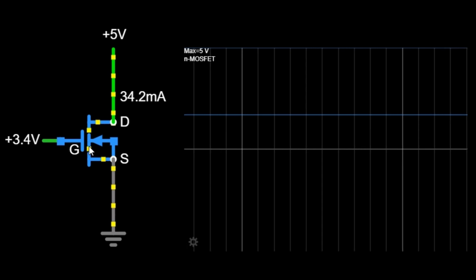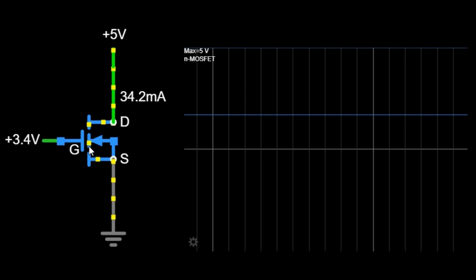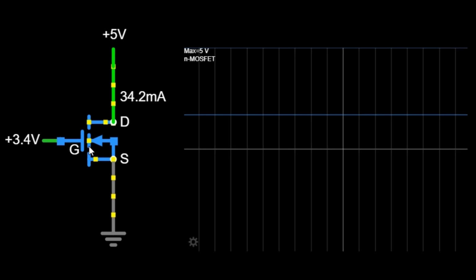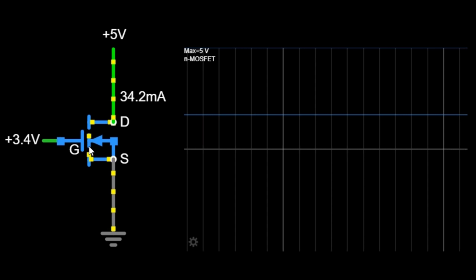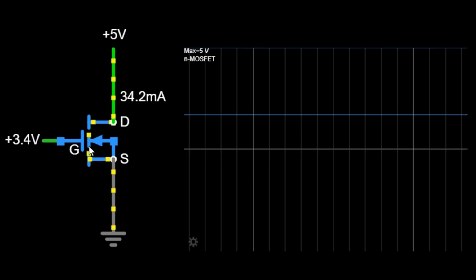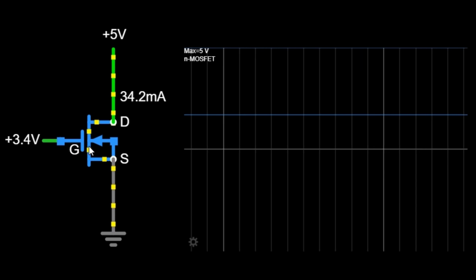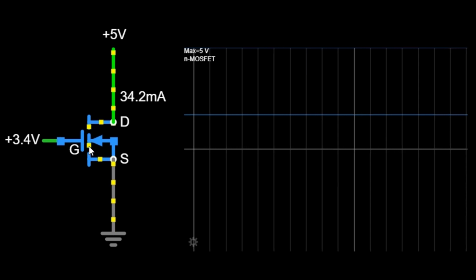Practical application. This simple circuit illustrates how an n-MOSFET can be used as a switch or an amplifier. By varying the gate voltage, you can control the current flow through the MOSFET, making it a versatile component in both digital and analog electronics.